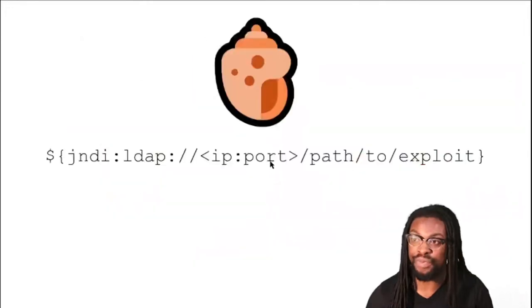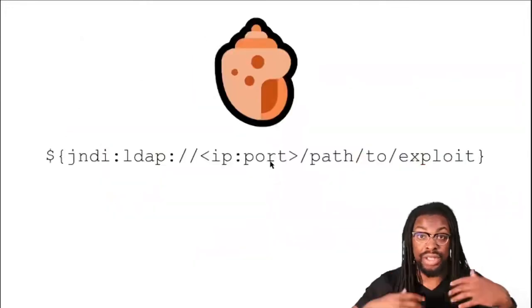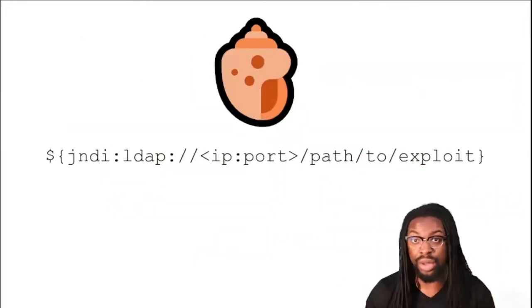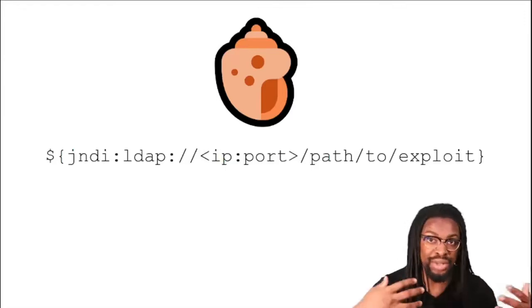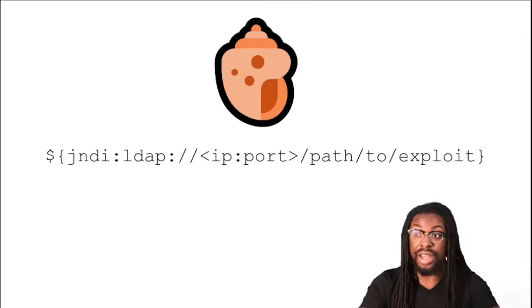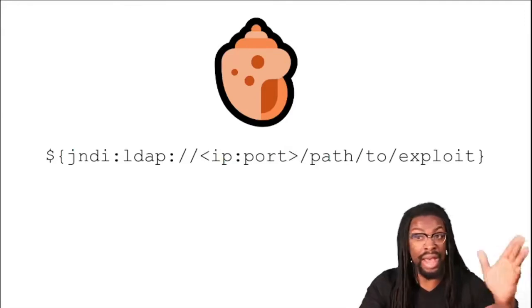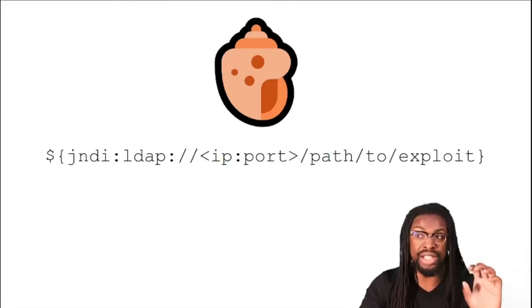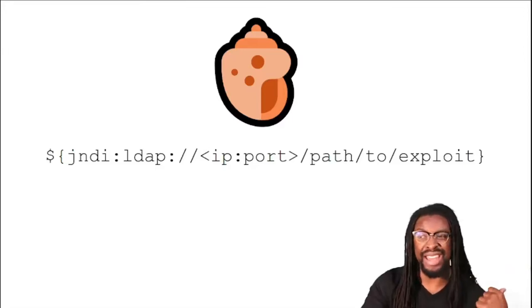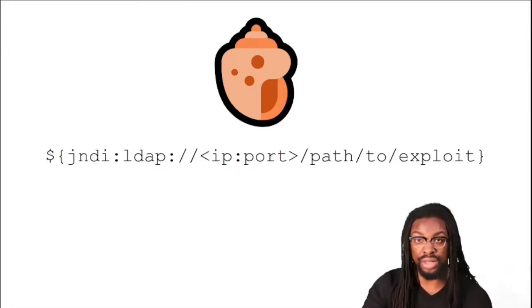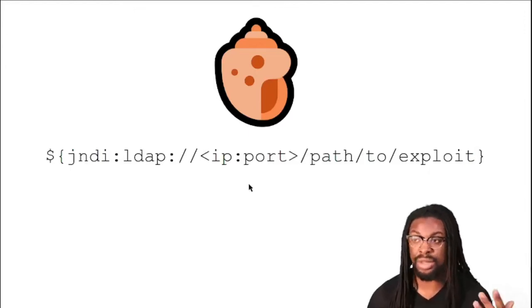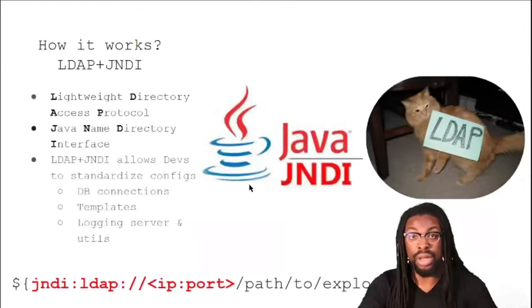And so, if you want to see the magical payload of what it takes to actually exploit Log4Shell, here it is. It is just the JNDI LDAP, the location via the IP and the port, and the path to the exploit. And let's just take a deep dive and look through it.